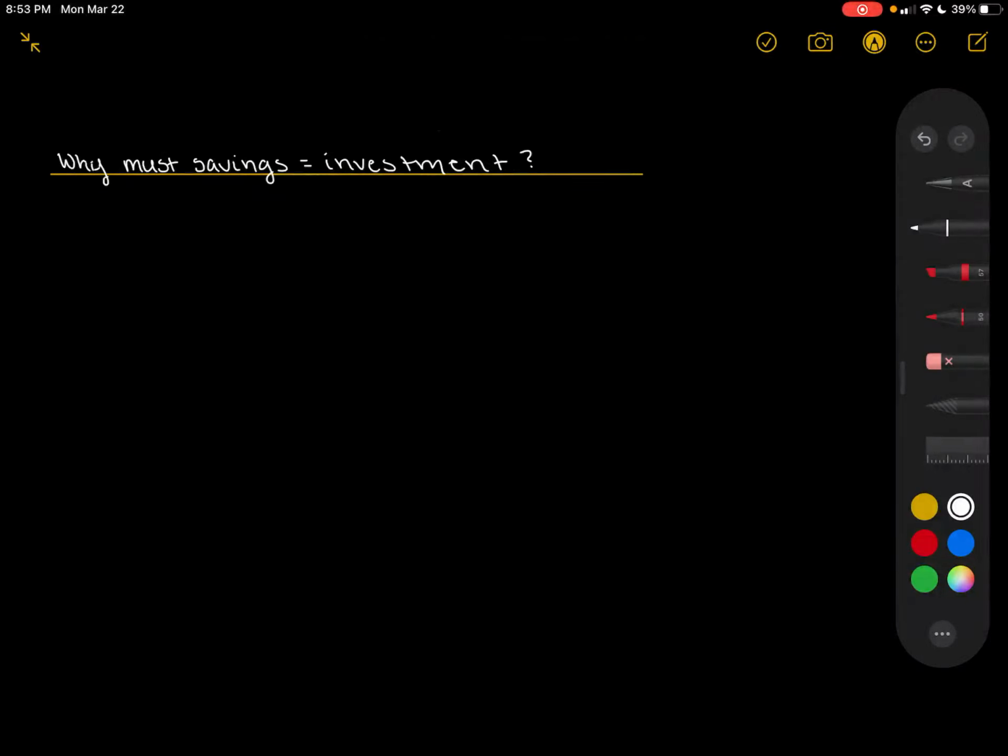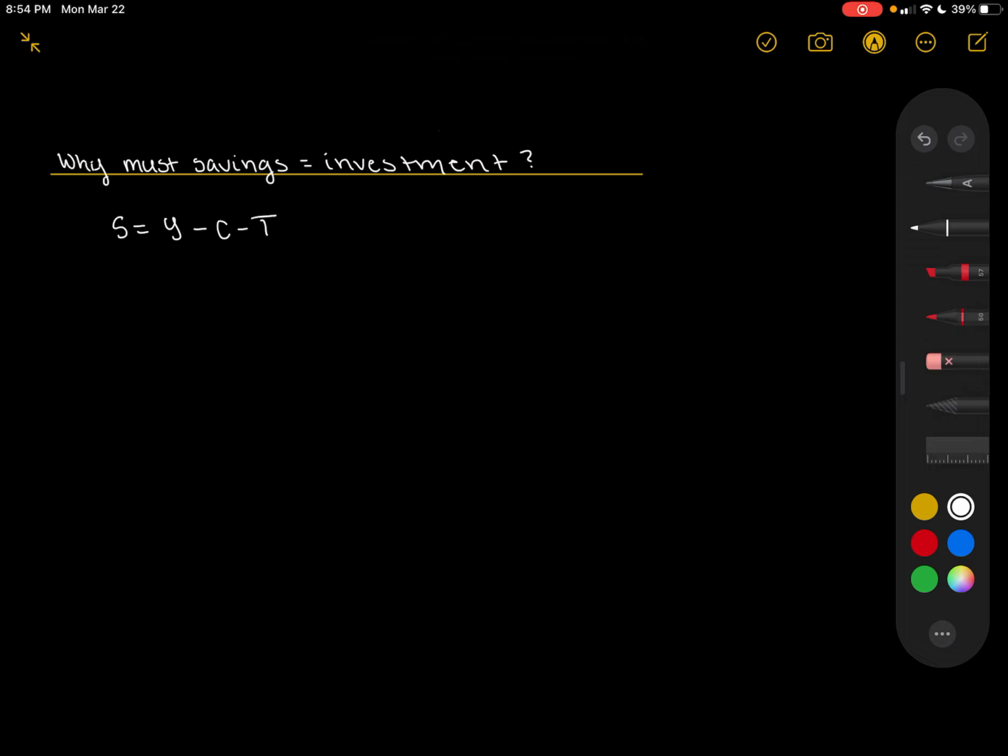Here we're taking a look at why savings must equal investment. And this is a macroeconomic identity that we should be familiar with. But in order to simplify this and to understand why savings must equal investment, we need to recall a couple identities. The first being that savings is equal to earnings minus consumption minus taxes.